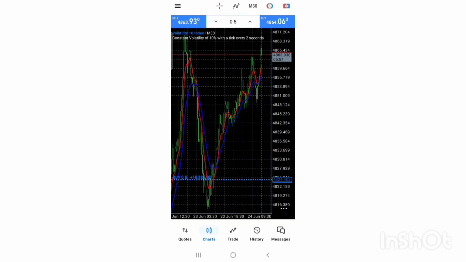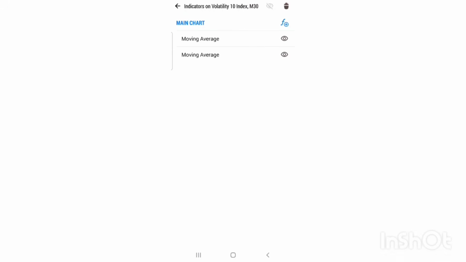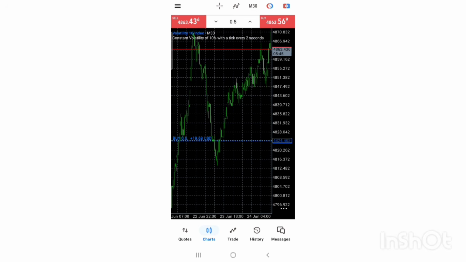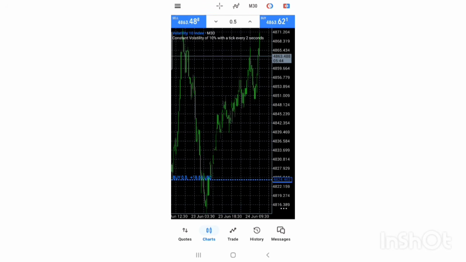Guys, I'm going to delete all these indicators so that we can restart. Okay, I'm trading the synthetic market right now, and this is the Volatility 10 Index that I've been buying since yesterday. I also shared this signal in my free VIP signal group for synthetic.